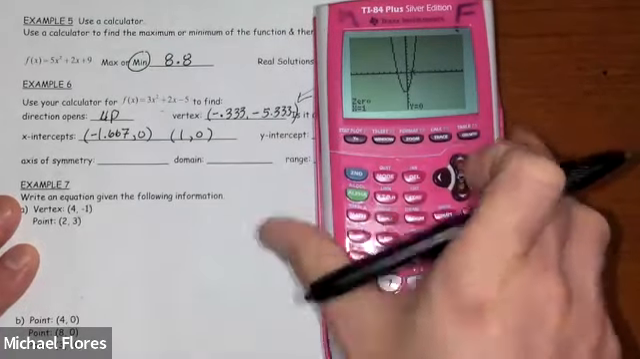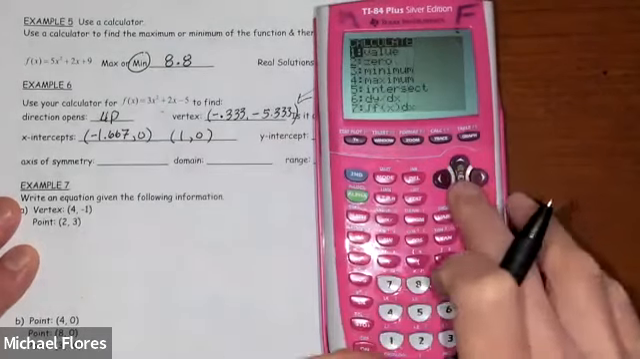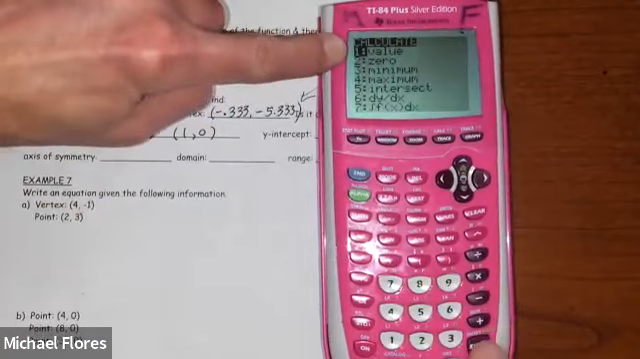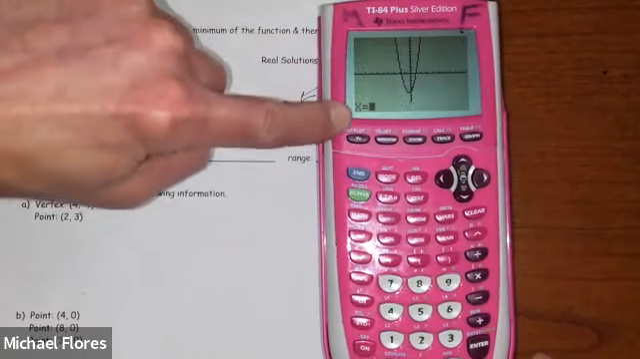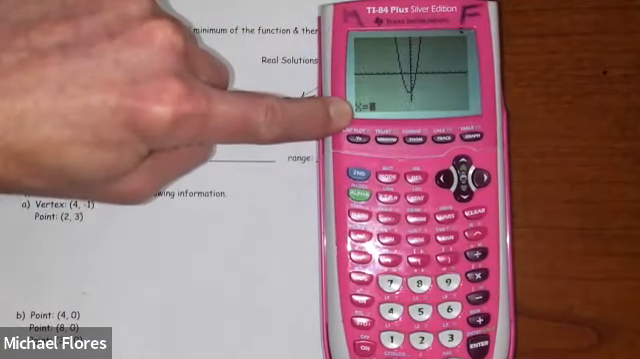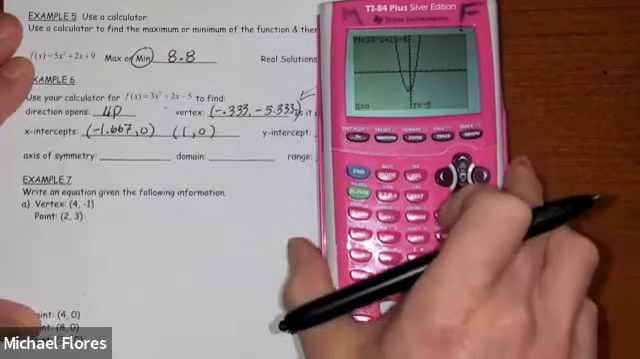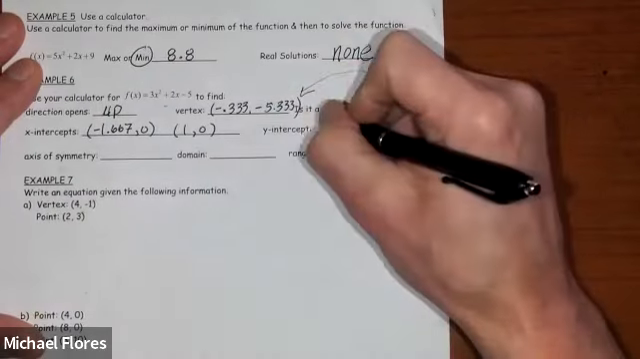Y-intercept. Second, trace. We want to use value here. And we want x to be 0, because anytime x is 0, that tells you what your y-intercept is. So 0, enter. 0, -5. That's our y-intercept.